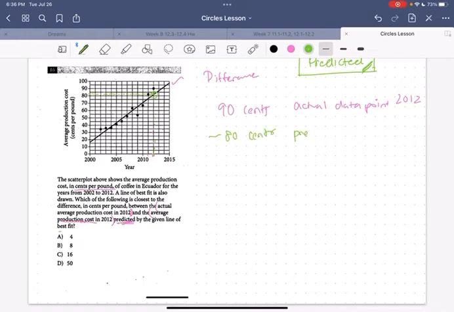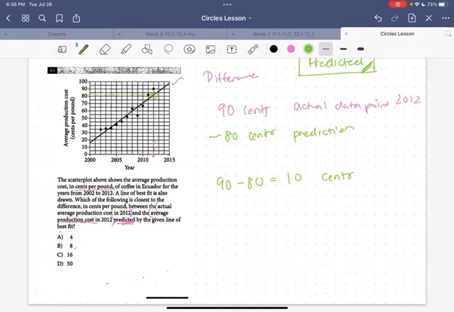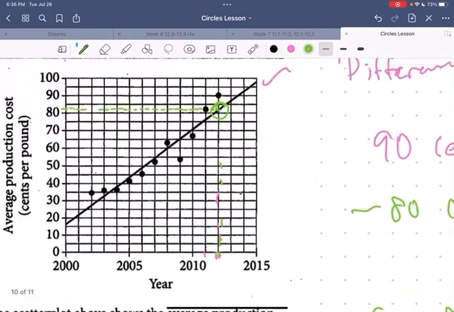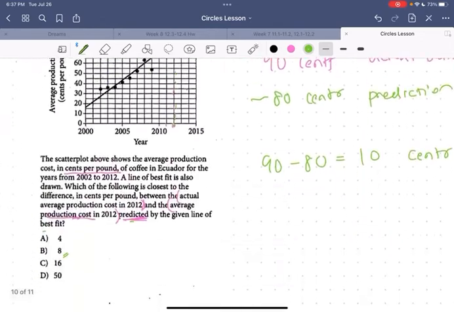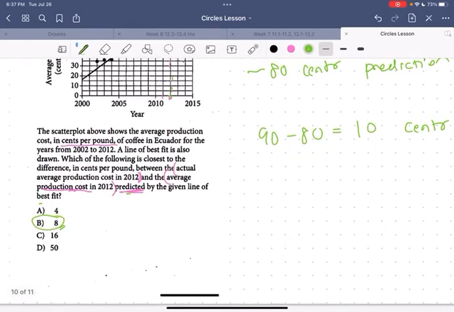is the prediction. Now they want you to find the difference. So 90 minus 80 is 10. 10 cents is the difference between the actual data point and the predicted data point. And the closest number to 10 here is 8, which makes sense because, once again, zooming in, this is just a little bit above 80, so that probably is around 82, right? So the answer choice is B.